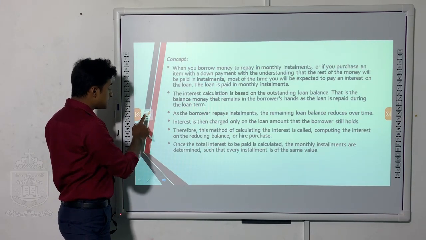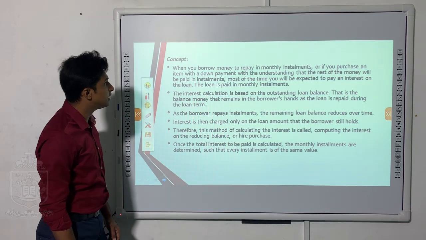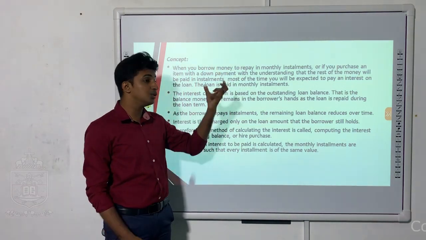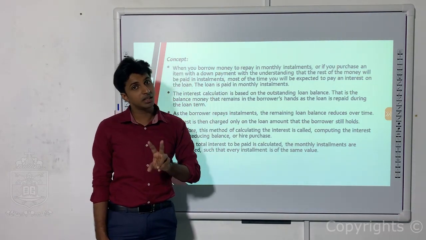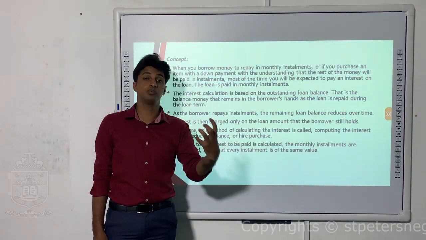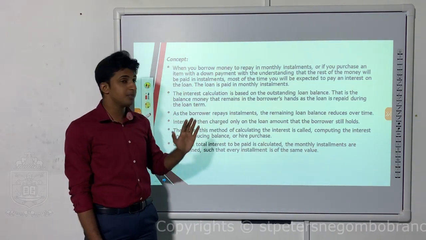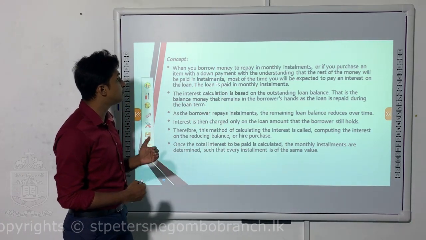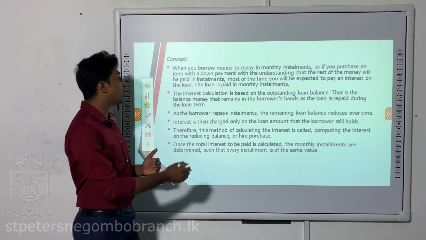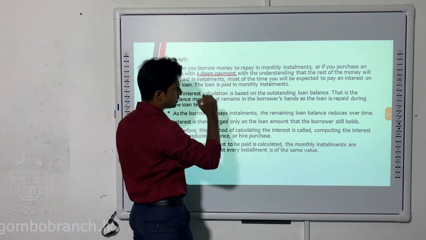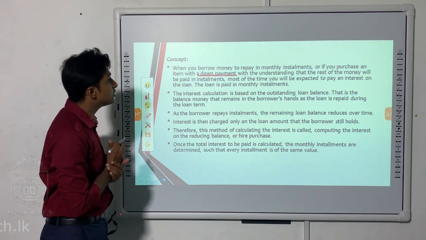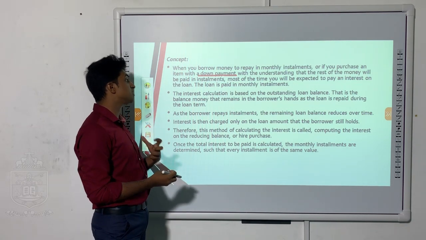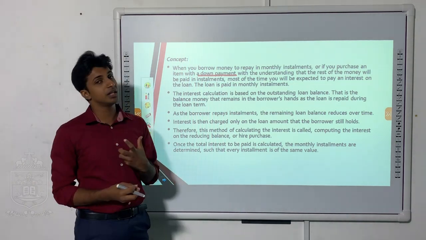So, explaining the concept, when you borrow money to repay in monthly installments, this can happen under two parts. One is when you borrow some money from a person. The other is when you purchase an item. For both, hire purchase can be applied. When you borrow money to repay in monthly installments, or purchase an item with a down payment, meaning the payment you make at the very outset, with the understanding that the rest of the money will be paid in installments, most of the time you will be expected to pay an interest on the loan. The loan is paid in monthly installments.